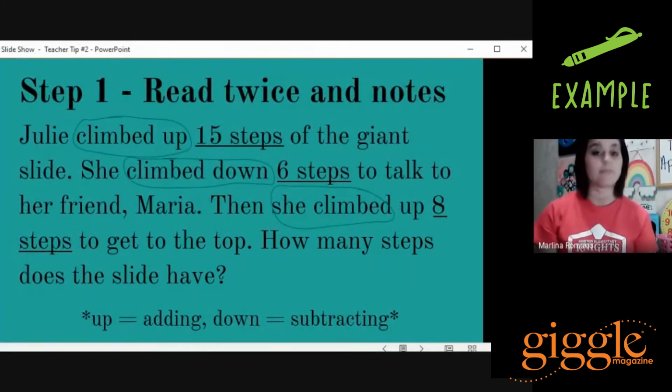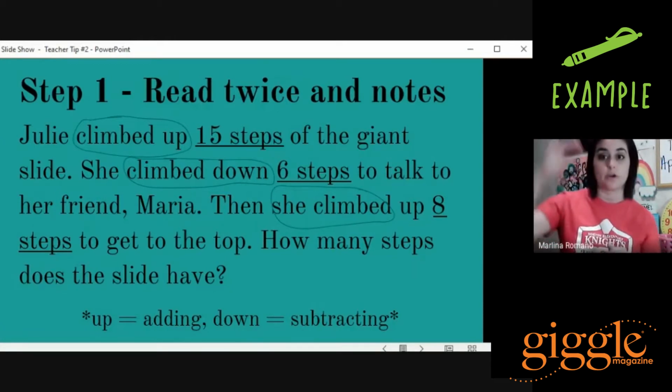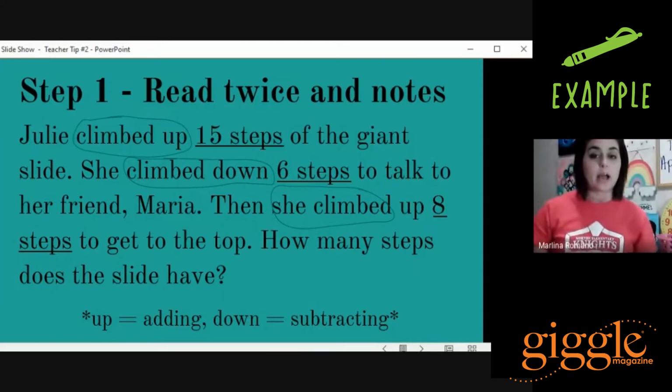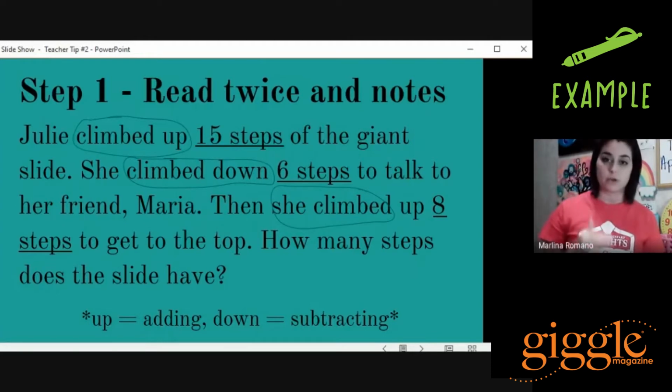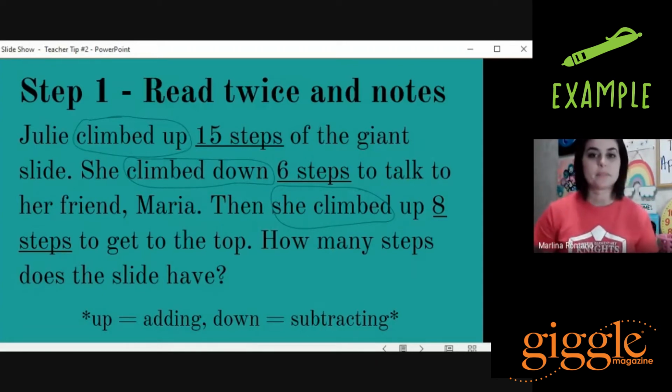Julie climbed up 15 steps of the giant slide. So I circled climbed up because up means going increasing, which would be associated with addition. I underlined 15 steps because that's how many steps she climbed up, and so that's important to know. The next sentence, she climbed down 6 steps to talk to her friend Maria. Now I circle climb down because if you're going down, you are decreasing, which is associated with subtraction. I underlined 6 steps because, again, that's important information we need to know, the number of steps she's going up or down.